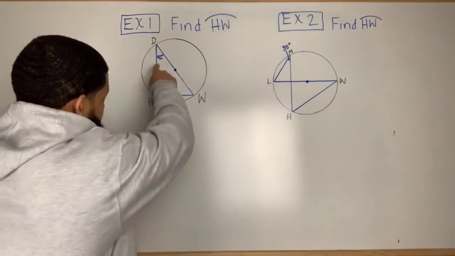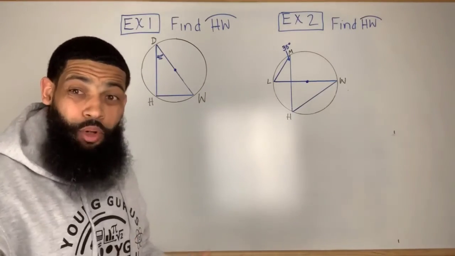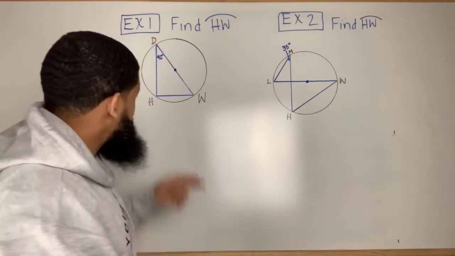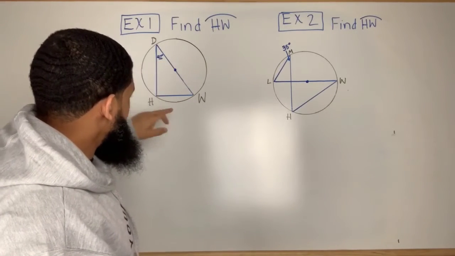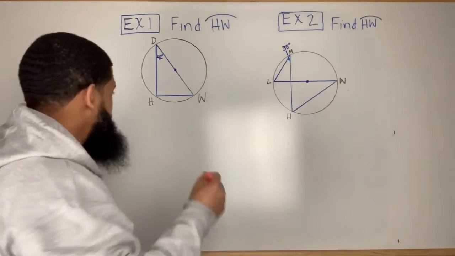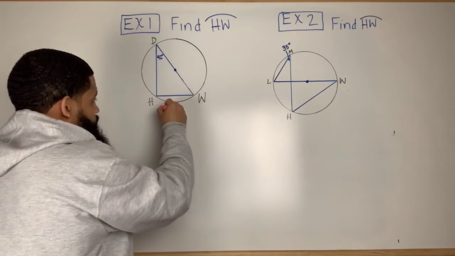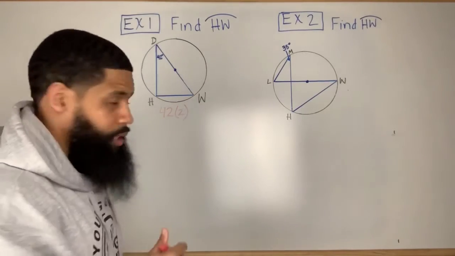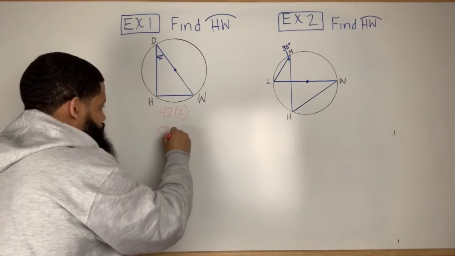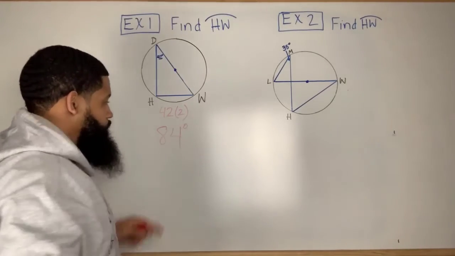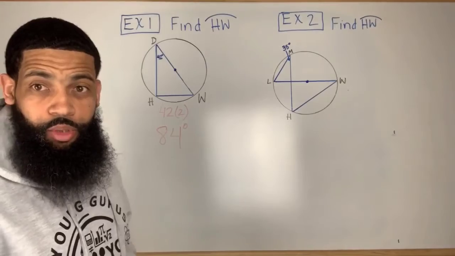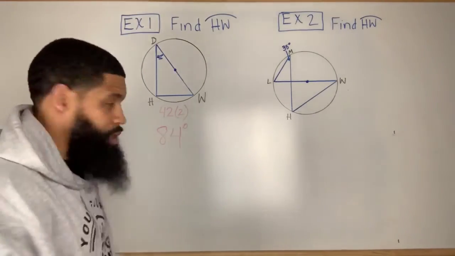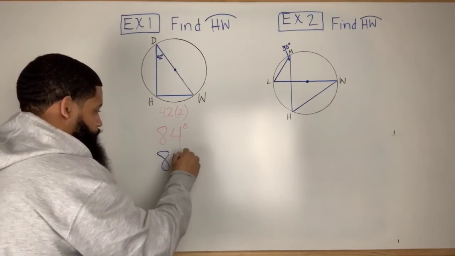That arc is twice the amount of that inscribed angle. So if I simply take this 42-degree angle and multiply it by 2, I'll get the measure of arc HW. So in this case, if angle D is 42 degrees, then this arc is going to be 42 times 2, which will be 84 degrees. Okay, so the measure of arc HW is 84 degrees. That would be 84 degrees.